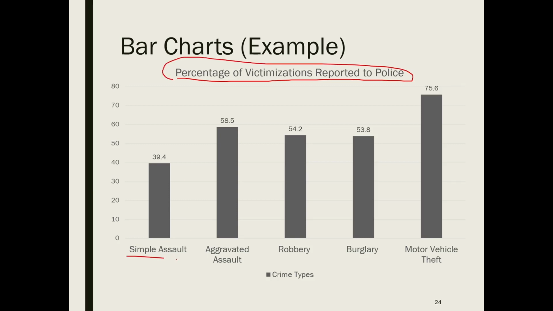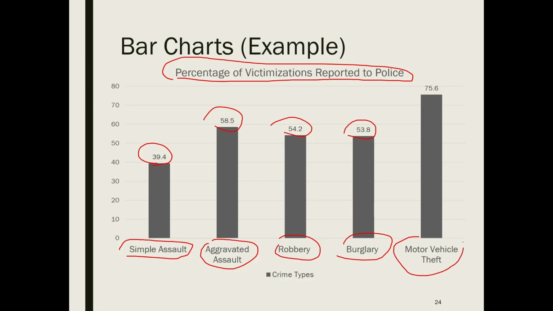We can see the simple assault is about 40%, and the aggravated assault is about 60, right? We have robbery is about 54, burglary about 54, and the motor vehicle theft is about 76. Of course, somebody steal my car, I definitely going to call the cops. I don't know why people don't, but I definitely going to do that, right? But for some other things like a simple assault, I would think it's just a small fight. If nobody going to get hurt, I'm not going to call the cops.